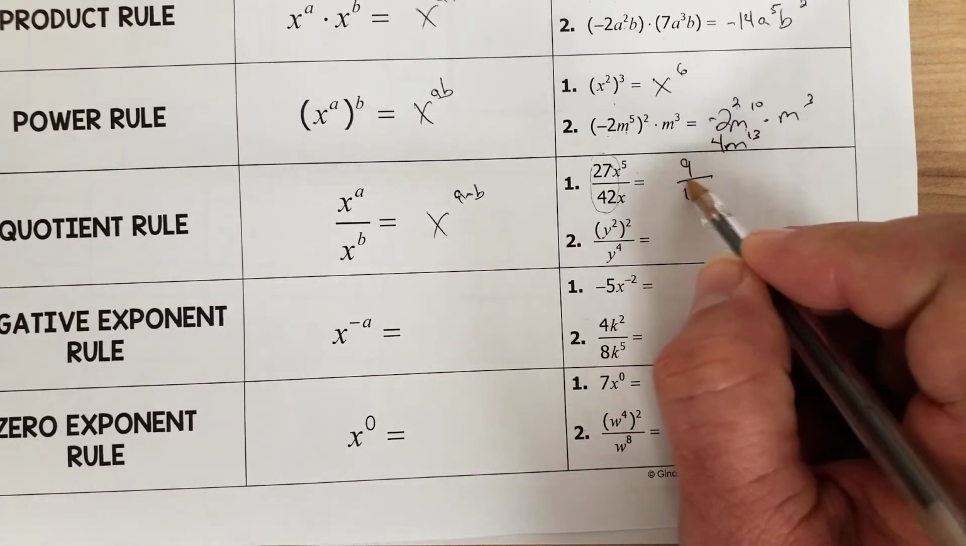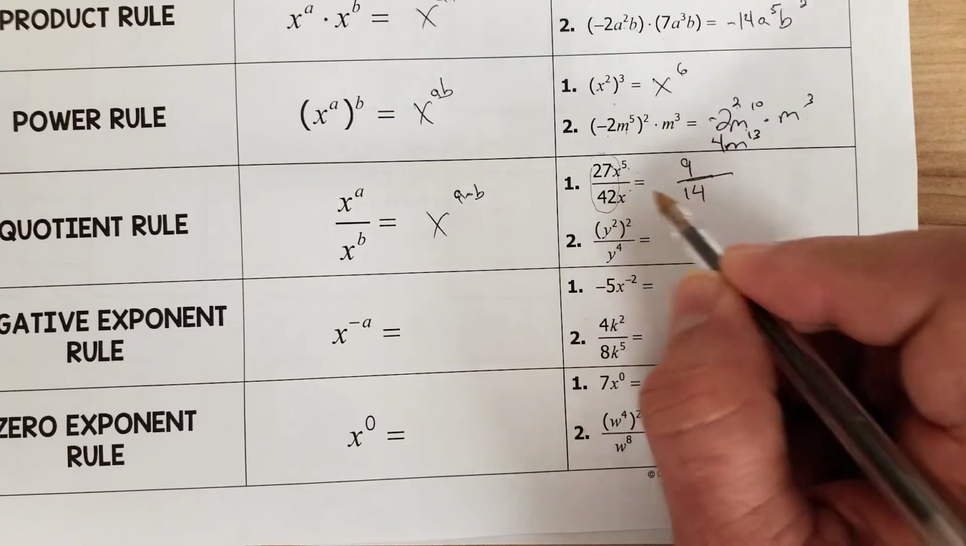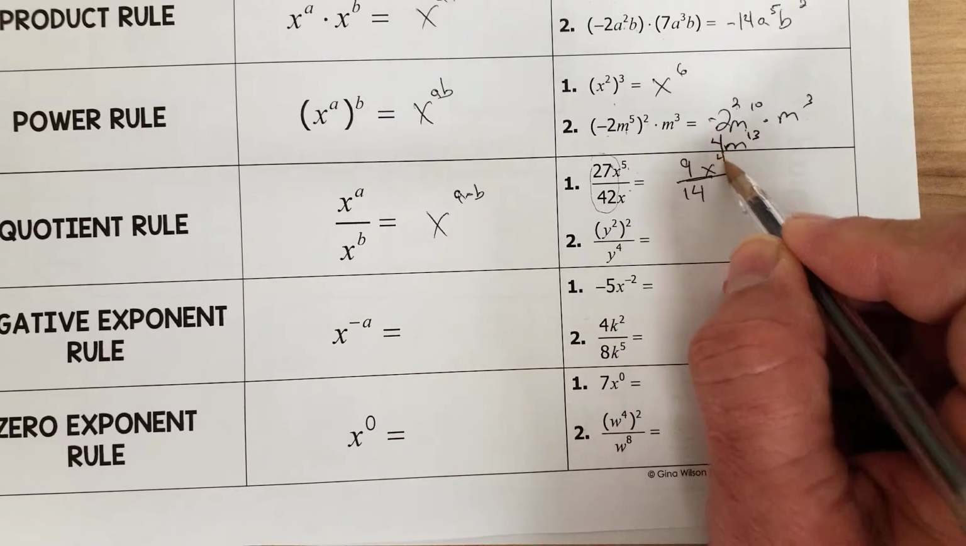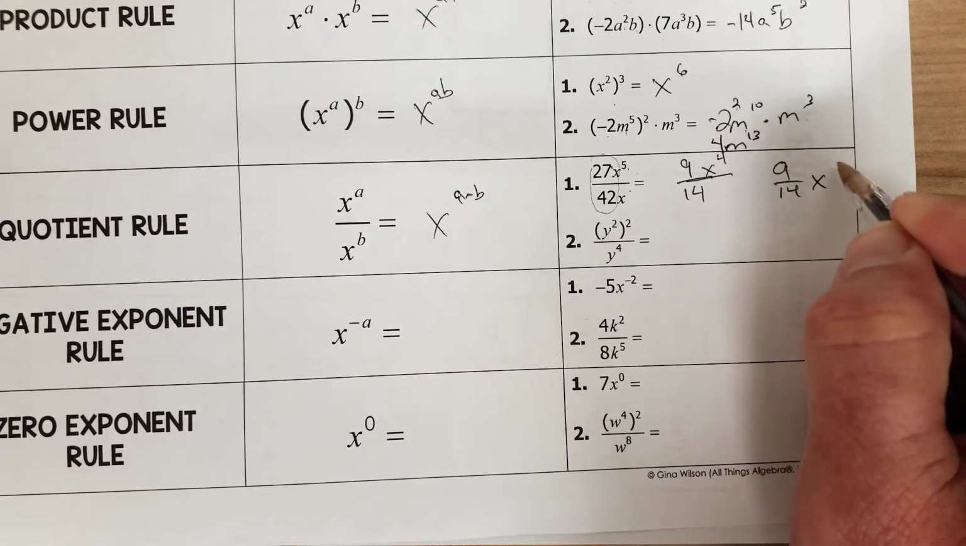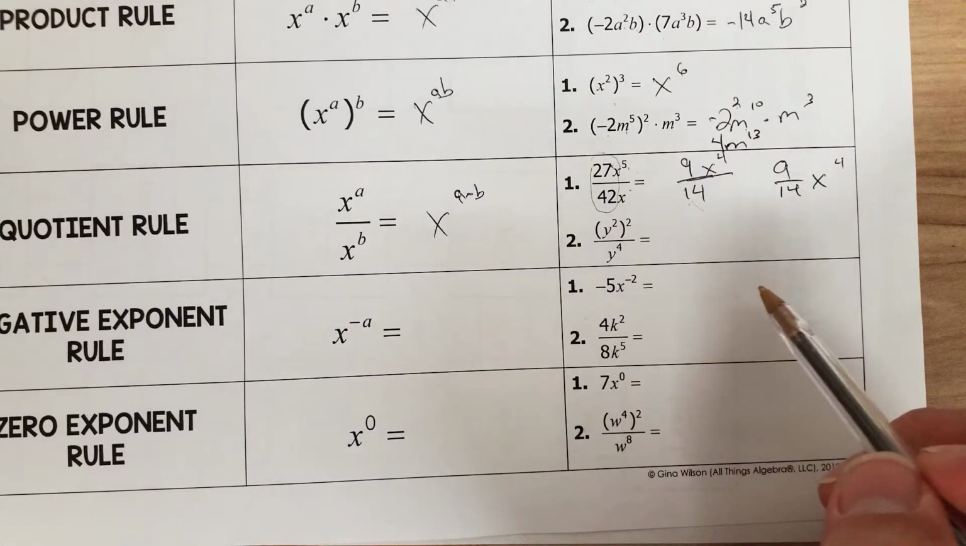Okay, and then 5, take away 1. Remember, I'm subtracting the exponents, would be x to the 4th. So another way to write that is 9/14 x to the 4th. Or you could write it this way, either way.